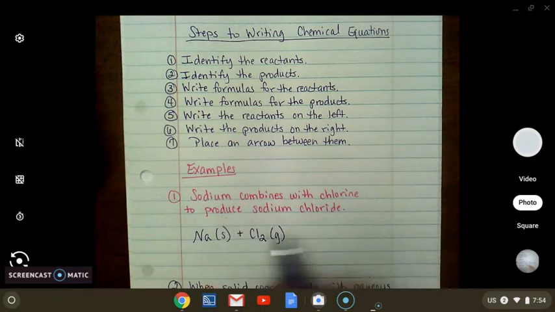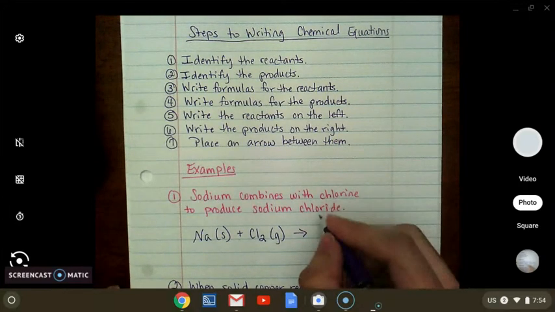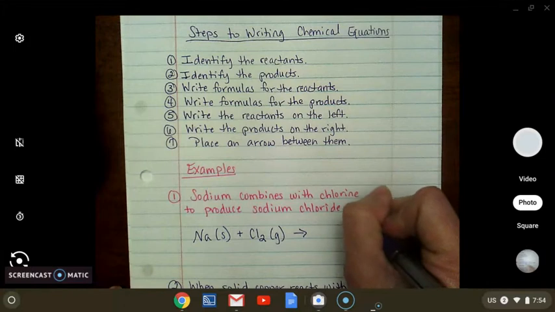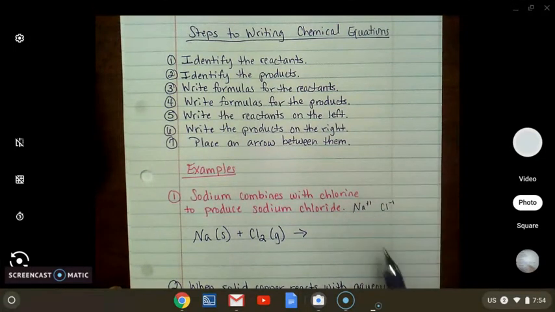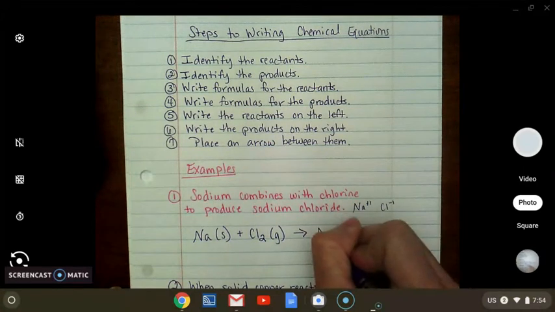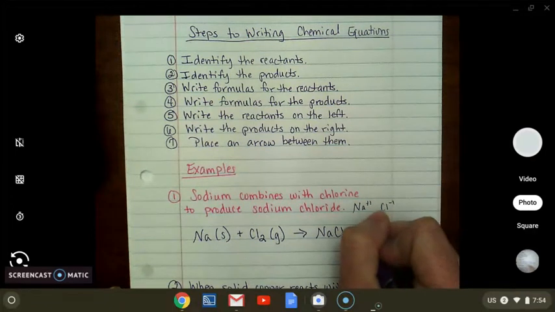And then to produce is where your arrow comes in. And sodium chloride, just remember sodium's +1, chloride is -1. So if I wanted to write it over here, they have the same numbers, so those numbers cancel out. So it's just NaCl. And sodium chloride is table salt, so you know that it's a solid.